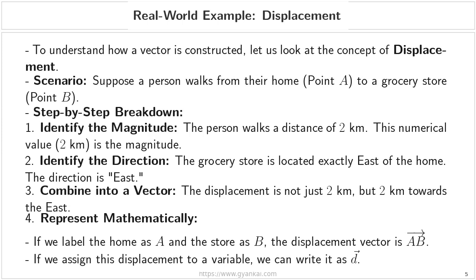Finally, let's look at how we represent this mathematically, using the notation we discussed in the previous slide. If we use our points, the displacement vector is represented by an arrow pointing from A to B, which we write as A with an arrow over it to B. This shows the path starts at the initial point, A, and ends at the terminal point, B. Furthermore, if we want to assign this specific displacement to a variable, we can simply write it as D with an arrow over it. As we move to the next slide, keep this example in mind, because we will look at some common pitfalls where students often confuse these vector components with simple scalar values.